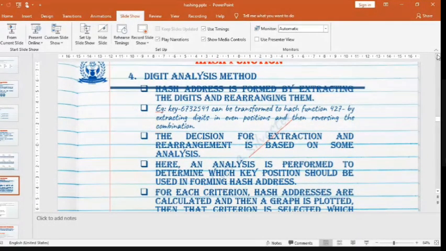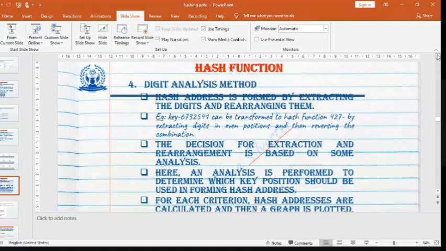Digit analysis method. Hash address is formed by extracting the digits and rearranging them in some other format. So for example, the key 6732541 can be transformed to a hash function 427 by extracting the digits in the even position. The direction is very important in hash function. We are going to take the direction from right to left.